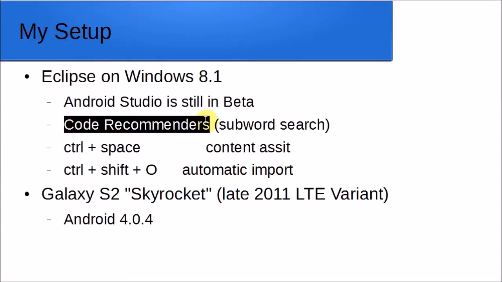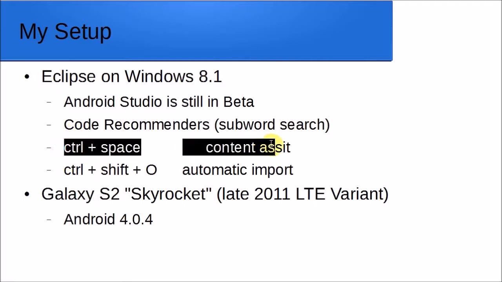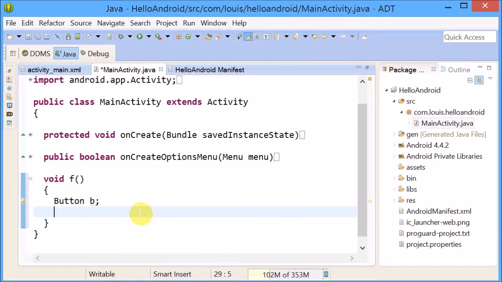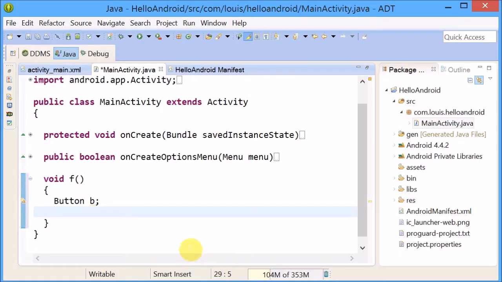So that's a vital add-on. Eclipse has lots and lots of features and shortcuts, but the two shortcuts that you really need and that I keep on using in this video tutorial are Control Space and Control Shift O. So Control Space is what they call content assist. So it's equivalent to the IntelliSense from Visual Studio.